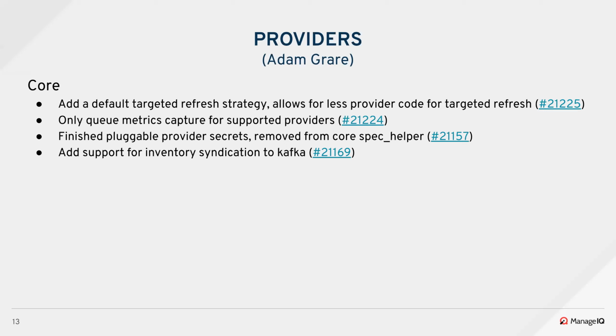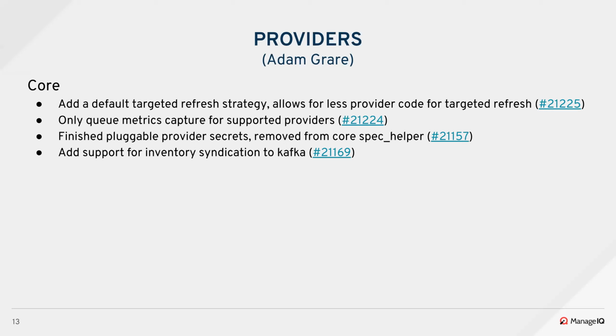We also finished pluggable provider secrets. So we removed the VCR filter secrets from the core spec helper, which was mostly working, but not possible to work for some of the provider subclasses. So it was sort of a half-baked solution that would kind of work for everybody. Now we push that logic down into the providers if they want to enhance it, and we deleted it from the core spec helper.